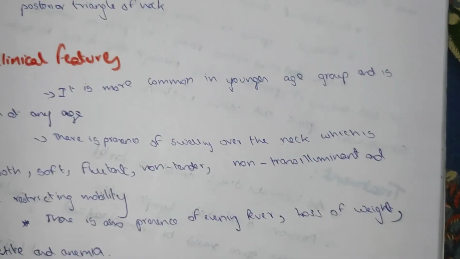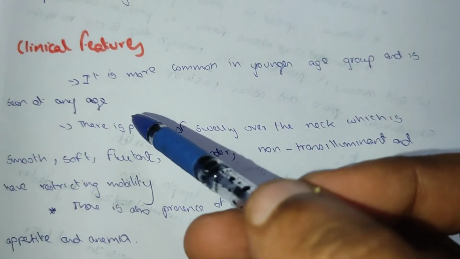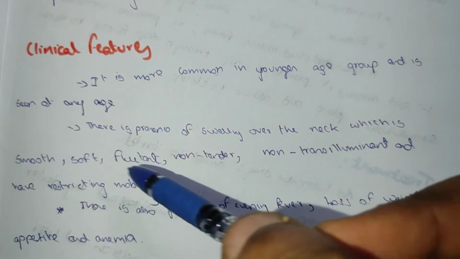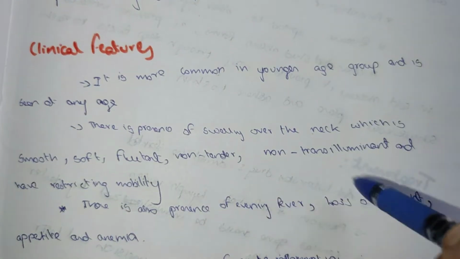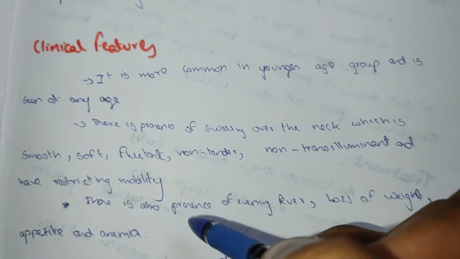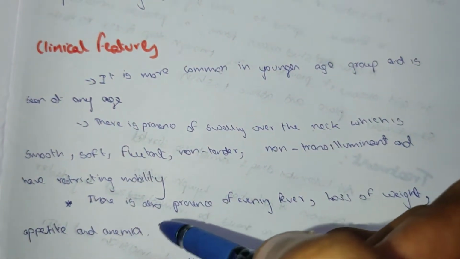In clinical features, it is more common in the younger age group, but it can be seen at any age. There is presence of swelling over the neck which is smooth, soft, fluctuant, non-tender and non-transilluminant, and has restricted mobility. There is also a presence of evening fever, loss of weight and appetite, and anemia.